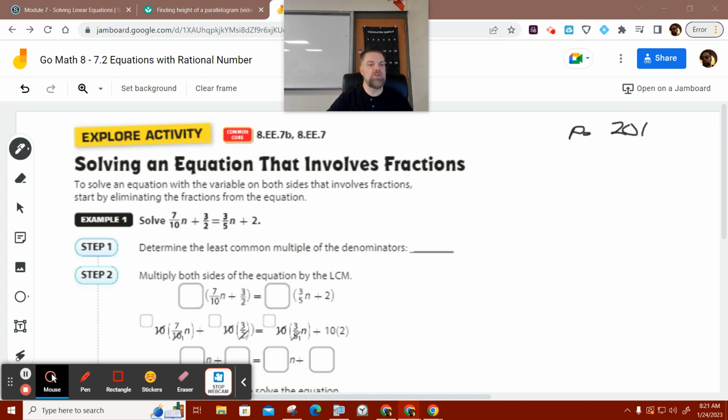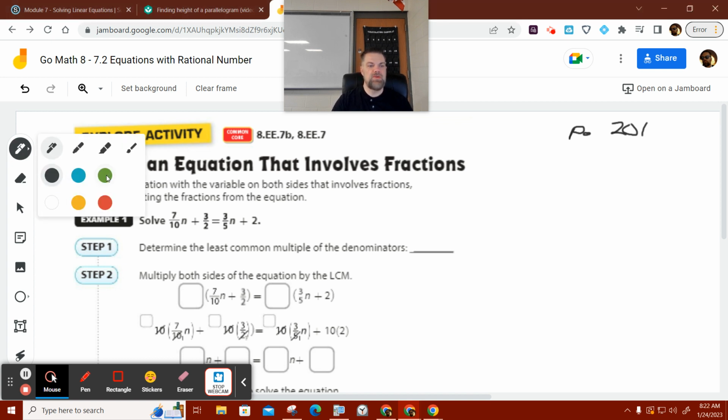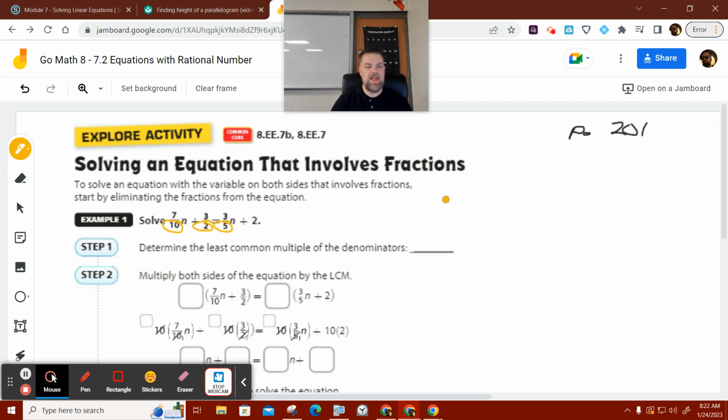So let's look at this first one. We've got 7/10 n plus 3/2 is equal to 3/5 n plus 2. Now, what's not fun about this, what's not the most exciting, are the fractions. So what I need to do is go to the denominators. There's 10, there's 2, and there's 5. And I need to figure out what the lowest common multiple is.